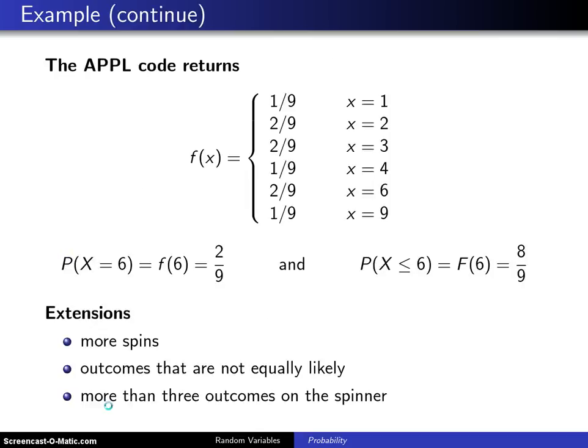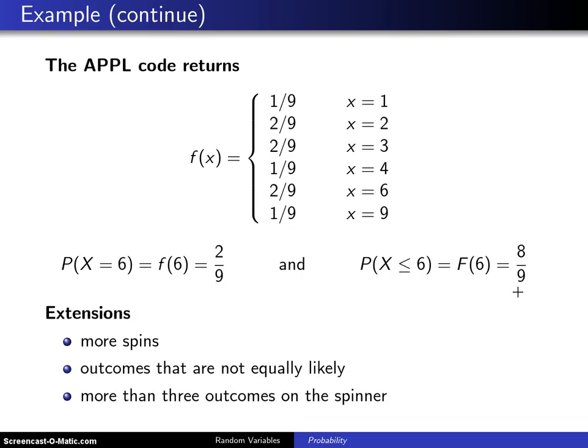Now, when you type these in, APPL will return the probability mass function in this form. And if you remember this one before, this is the one that had the support with some unusual gaps here, 1, 2, 3, 4, 6, and 9, with the associated probabilities. The probability x equals 6 is going to be 2/9, and the probability x is less than or equal to 6 will be the sum of all these mass values right here, and they sum to 8/9.